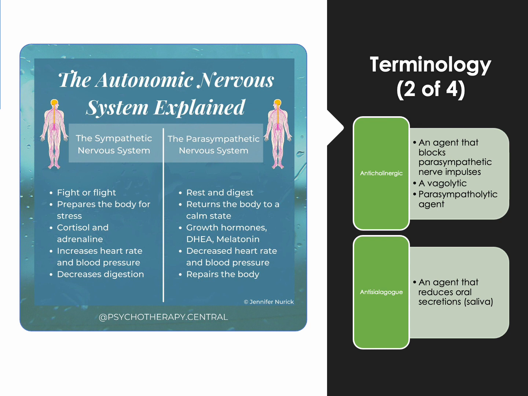The last term here on this slide that I want to talk about is antisialagogue, which refers to the effect that anticholinergics have on the secretions of the respiratory tract and the digestive tract. So they're going to reduce those oral secretions as well as gastric secretions.